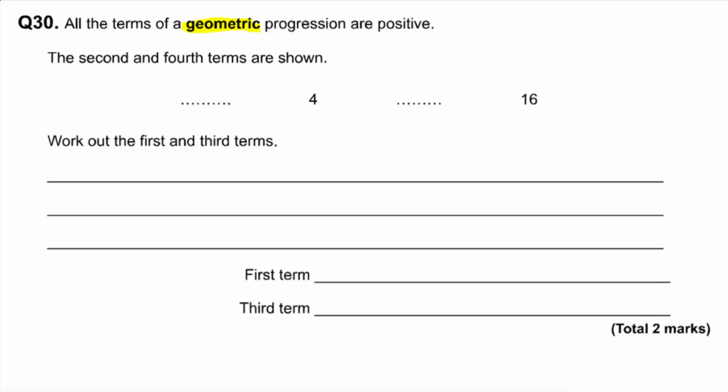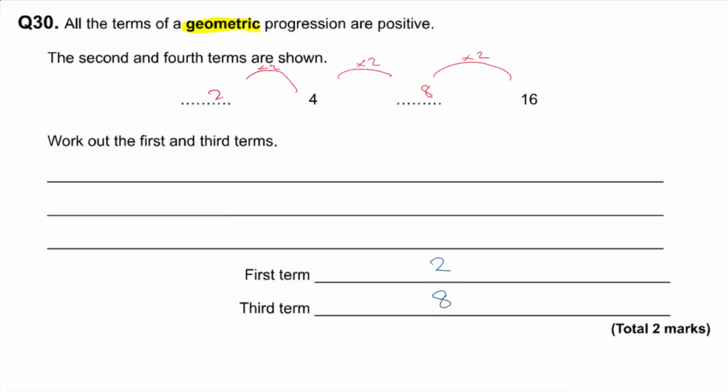Well, if I was doubling it each time, that would work, wouldn't I? So if I times this one by 2, I get 8 here, and I times this one by 2, I'm going to get 16. Okay, so that seems to work. And so if that's the case, then going backwards, I must have multiplied 2 by 2 to get 4, mustn't I? So what is the first term? It's 2. And what is the third term? It's 8. Now I just did that by kind of trial and error.